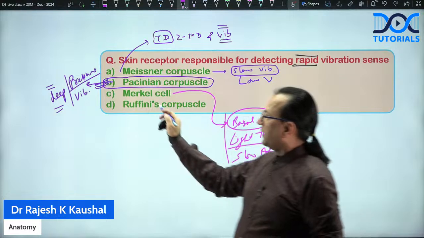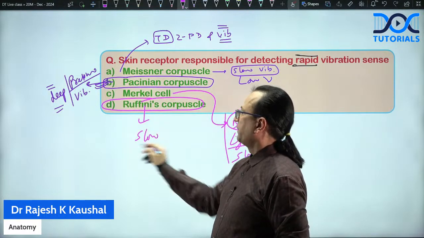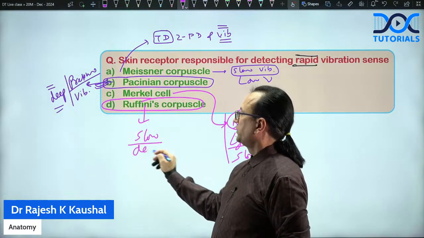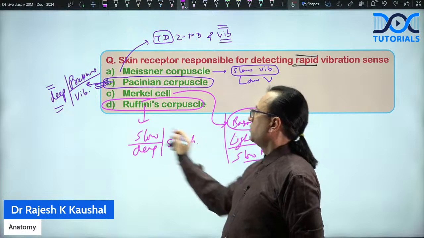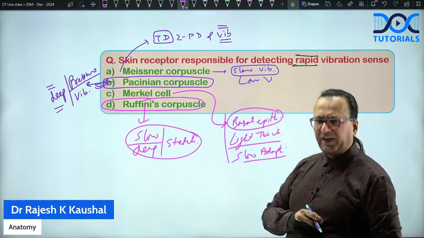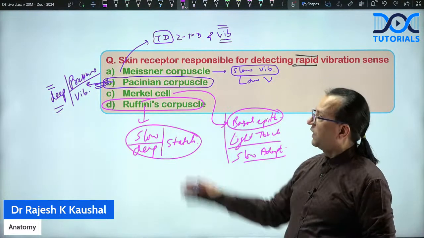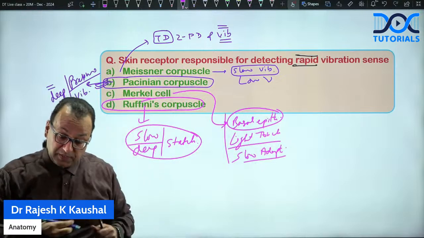And what about the Ruffini? Ruffini is in the deep dermis. First of all, it is slow adapting. Second, it is in the deep dermis. And third thing, it is for stretch, like skin stretch while you are undergoing the massage. A lot of details are there, a lot of questions are there. They continue coming, but here we'll keep our answer as Pacinian corpuscle.